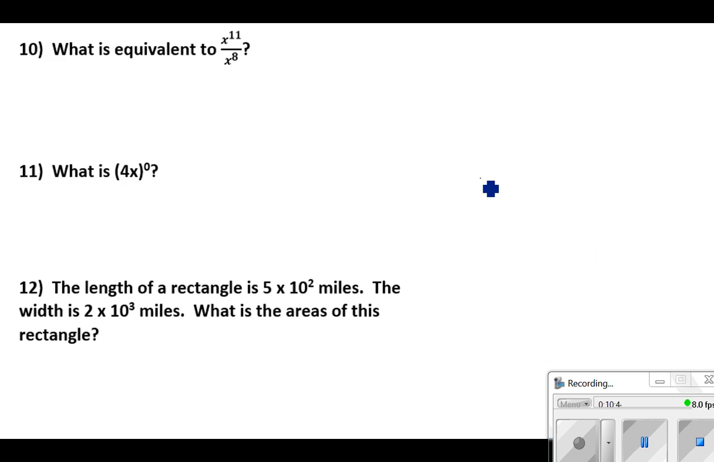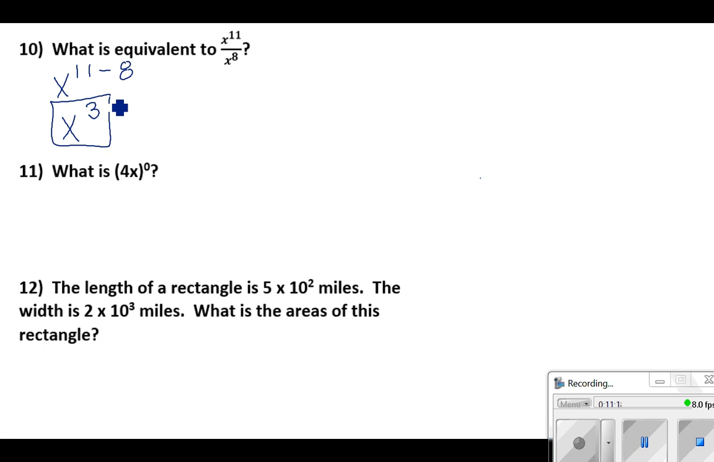Question 10. What is the equivalent to x to the 11th power over x to the 8th power? This is another division problem. Division from the green foldable that you have. So we're going to keep the base and subtract the exponent. 11 minus 8. X is our base, so we keep it. 11 minus 8 is 3. And that would be our answer.